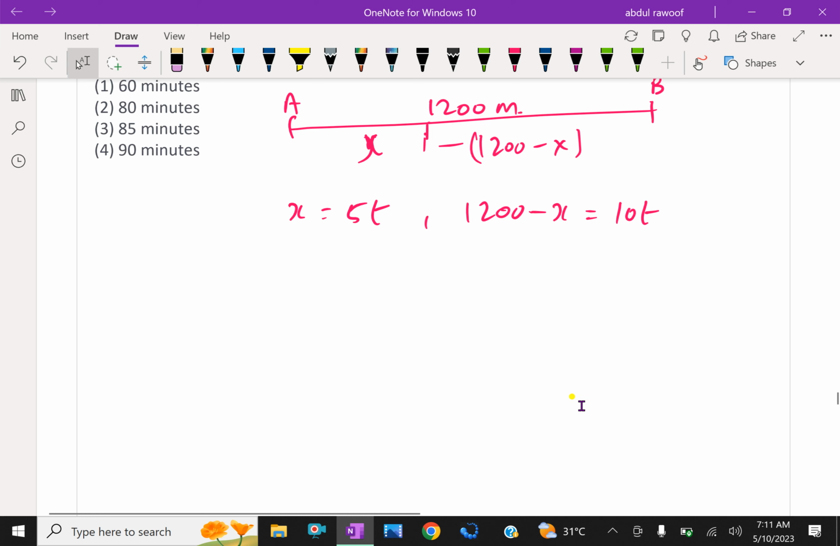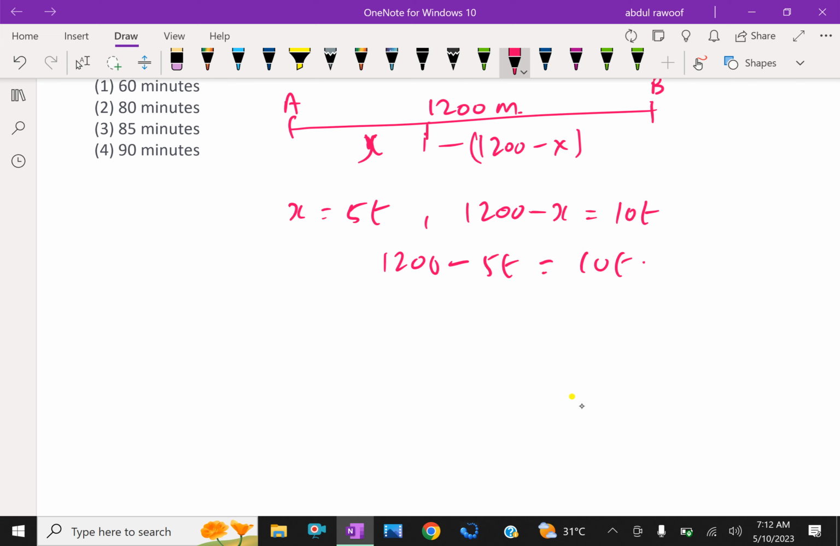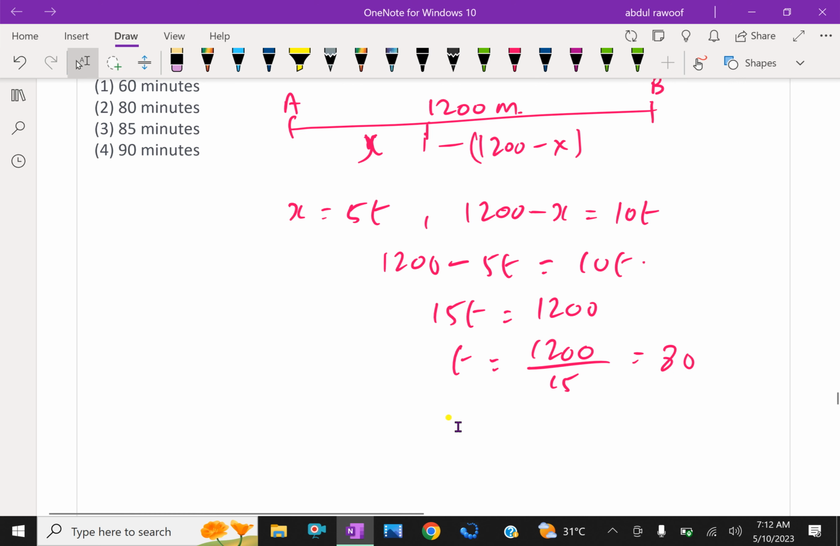Therefore, 1200 minus, instead of x we can put 5t, equals 10t. Therefore, 15t equals 1200, so t equals 1200 by 15 equals 80 minutes. They meet 80 minutes after starting time.